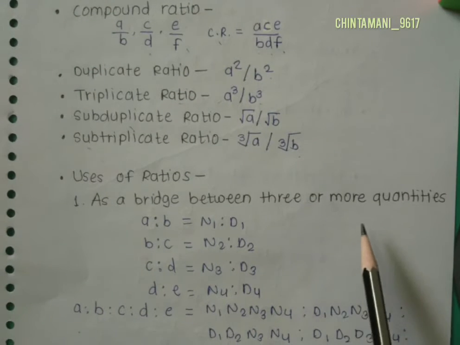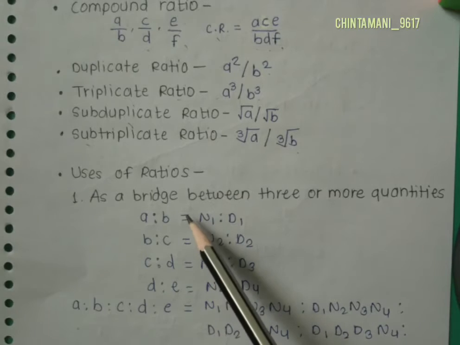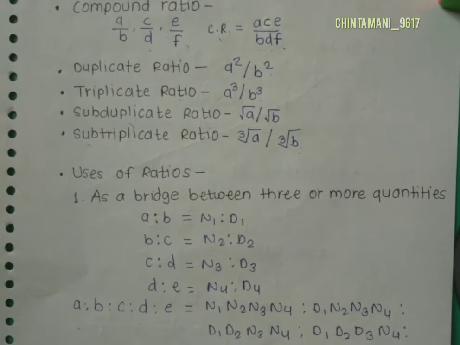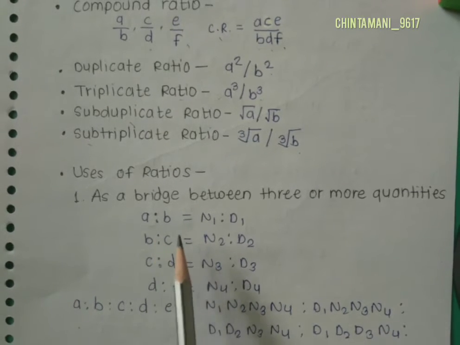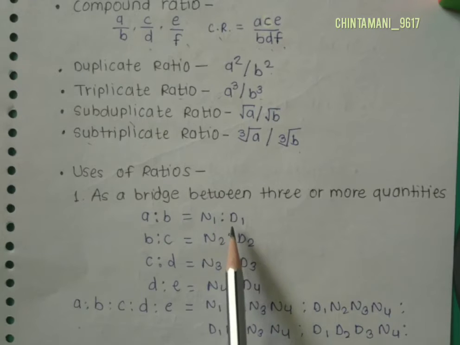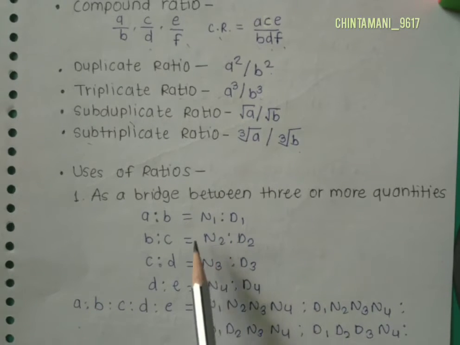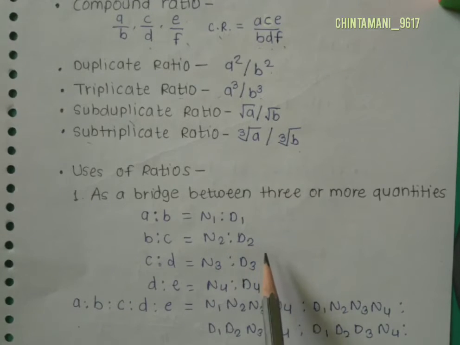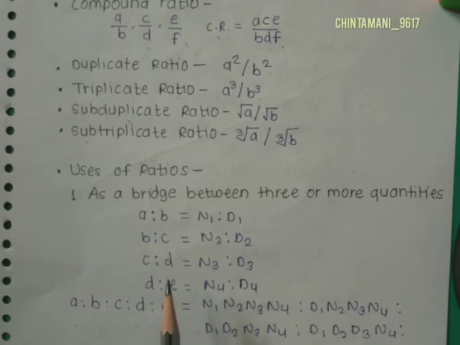There are some uses of the ratio to solve problems. First, it acts as a bridge between three or more quantities. Suppose we are given the ratios A is to B, B is to C, C is to D, D is to E. That is, suppose A is to B is equal to numerator 1 over denominator 1. Similarly, B is to C is equal to numerator 2 divided by denominator 2. The third one is C is to D, given as numerator 3 divided by denominator 3. And the last one, D is to E, is given as numerator 4 divided by denominator 4.